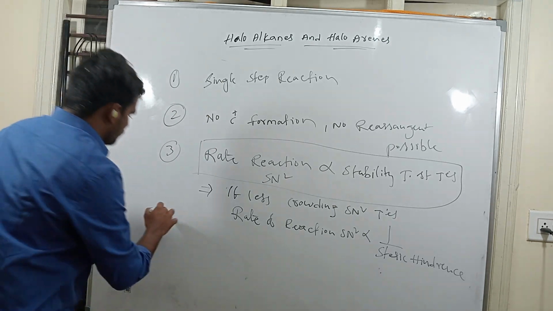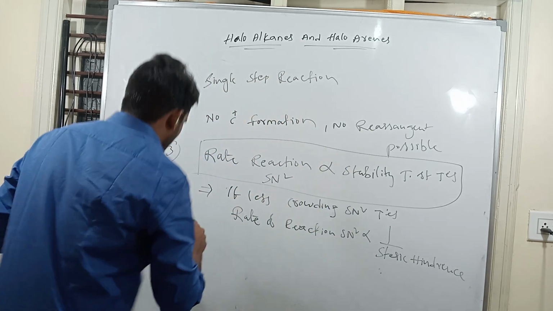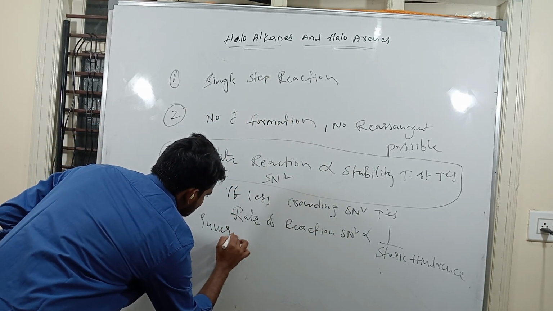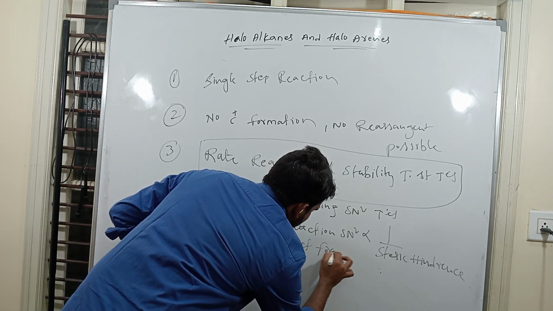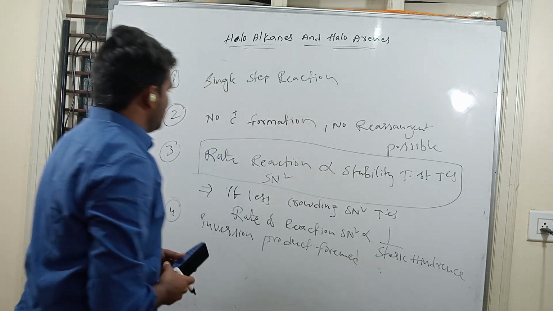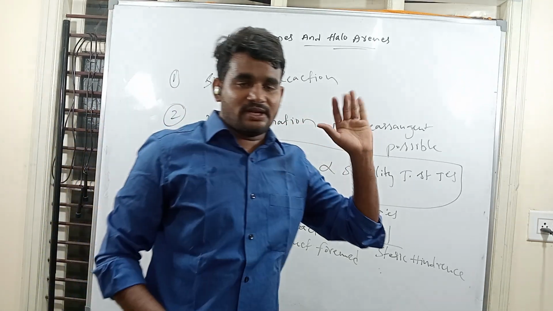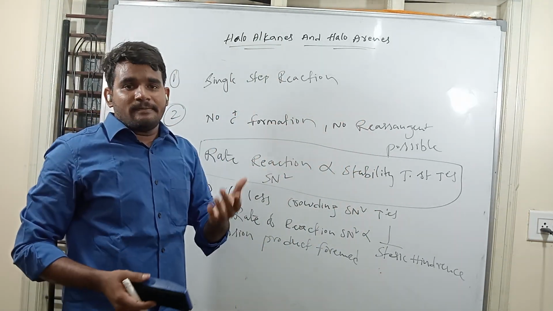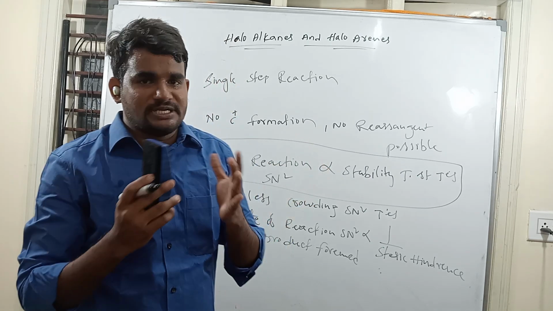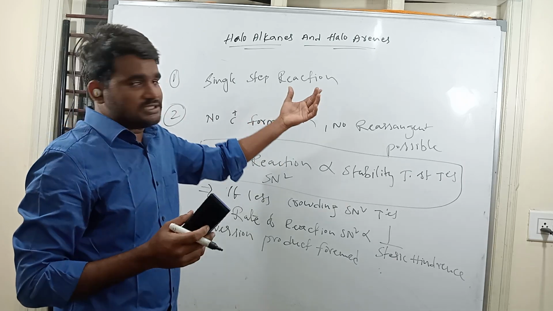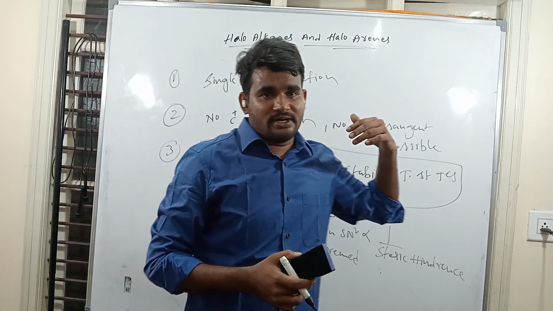Okay, what is the fourth point? The fourth point is that the attack is always on the backside in the SN2 reaction, to form an inversion product. Okay, this is actually the SN2 reaction. What is the SN2 reaction? This is a single step reaction. The nucleophile attacks the backside, no crowding is there, to form a pentavalent transition state. The transition state is nothing but making and breaking of bonds at the same time, a concerted reaction. Backside attack is there, so that's why an inversion product is formed.